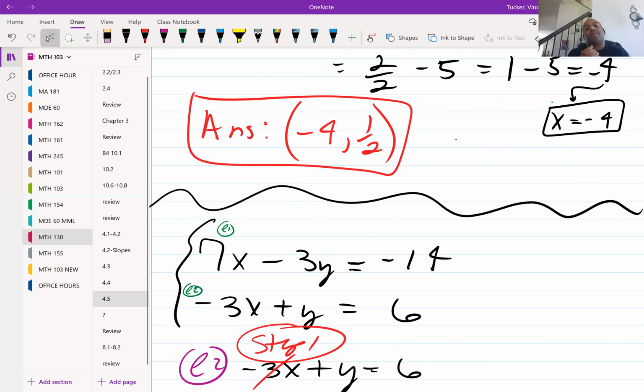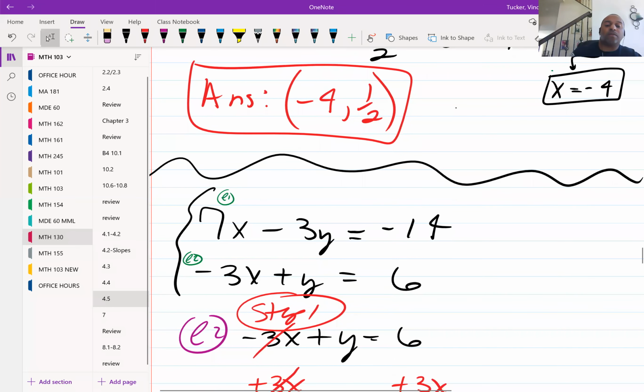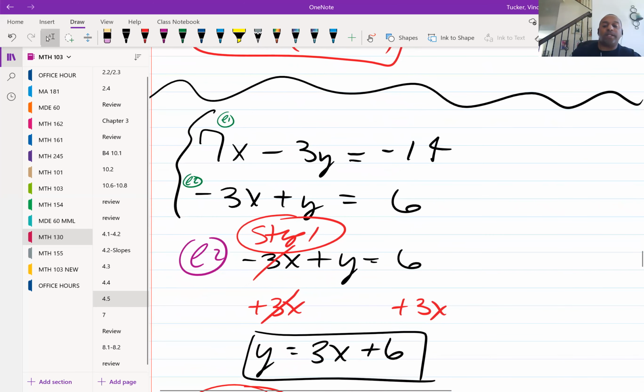So here we have 7x minus 3y equal to -14 and -3x plus y equal to 6. Step one, once again, is to solve one of your equations for one of your variables. It doesn't matter which equation you use, and it doesn't matter which variable you solve for. So the easiest one to go solving for in this case is y in the second equation. So that's what I did here. Just added 3x to both sides. Y is equal to 3x plus 6.